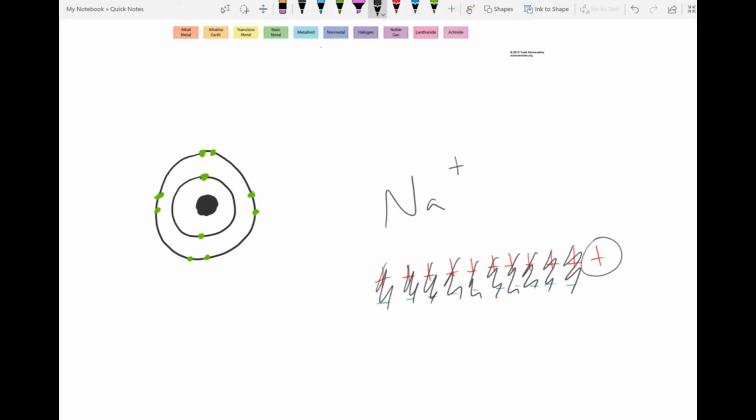So this is going to be a +1 cation, and pretty much because all the other elements in group 1 have the same behavior, they'll have that one valence electron, they're all going to exhibit the same behavior. You just keep it that simple.